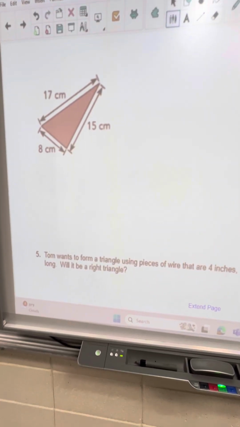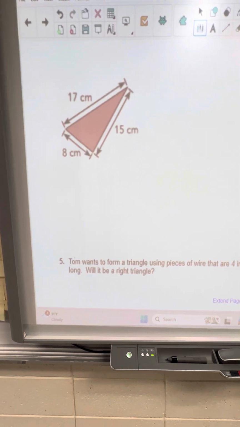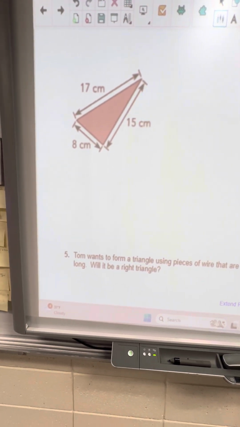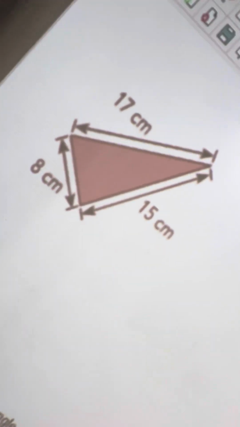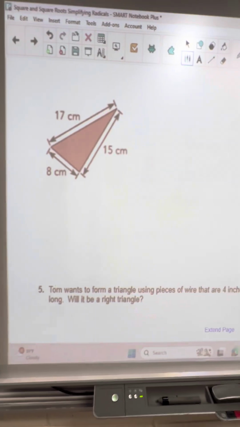We're going to do some converse of the Pythagorean theorem. This is when we're given three side lengths and we're asked to determine whether or not they are actually forming a right triangle or not. This looks like it could be a right triangle if I turn it that way, but I'm not 100% sure because I don't have the right angle symbol.